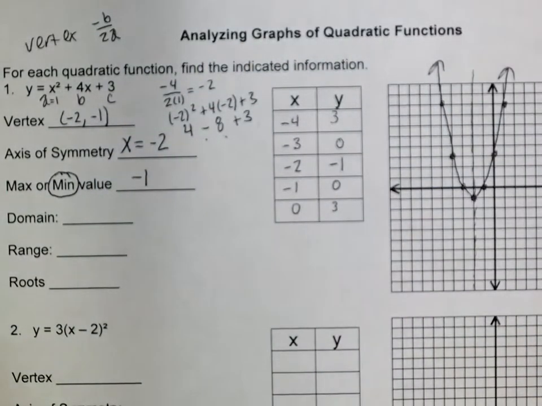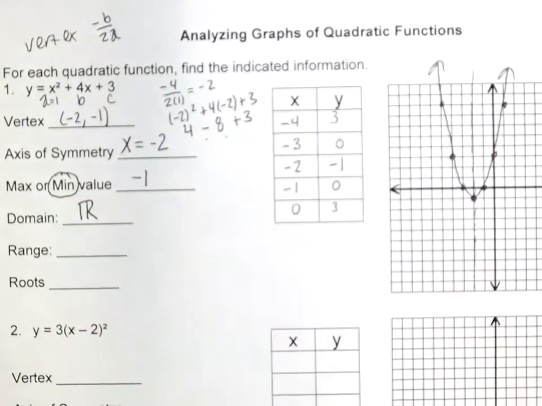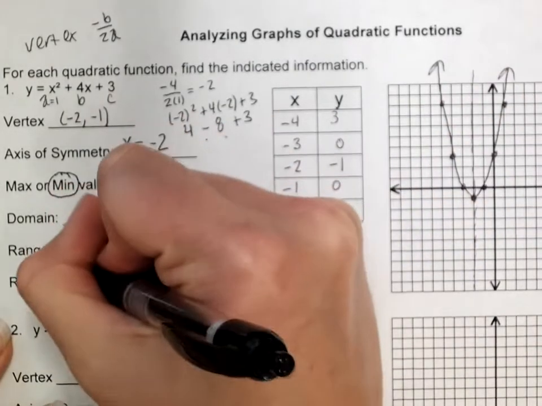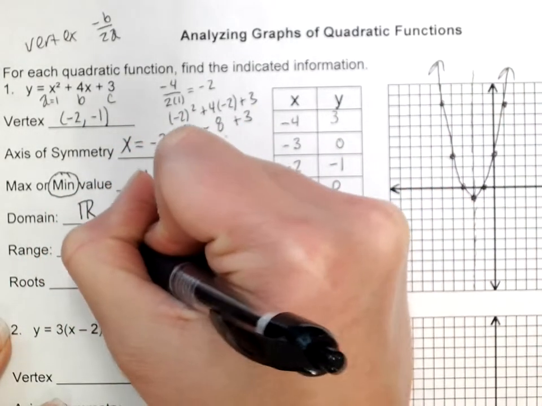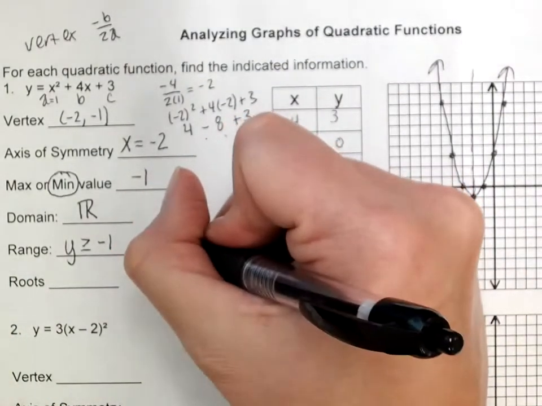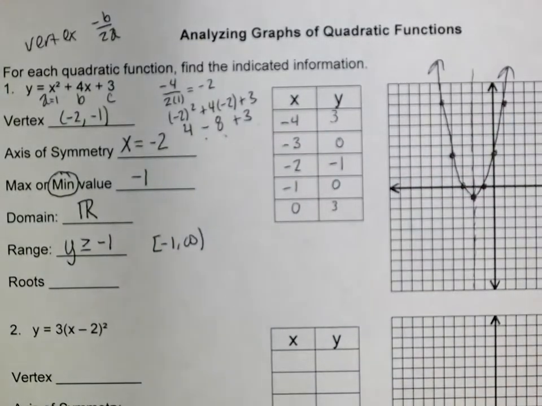Okay. Domain. What is the domain of all quadratic functions, if you remember from transformations? It's always going to be all real numbers. Range. Here, y is going to be greater than or equal to negative 1. If you like using inequality notation, remember you could use interval if you would like. That's going to be negative 1 to infinity. Always parenthesis on the infinity. That's up to you. Roots.